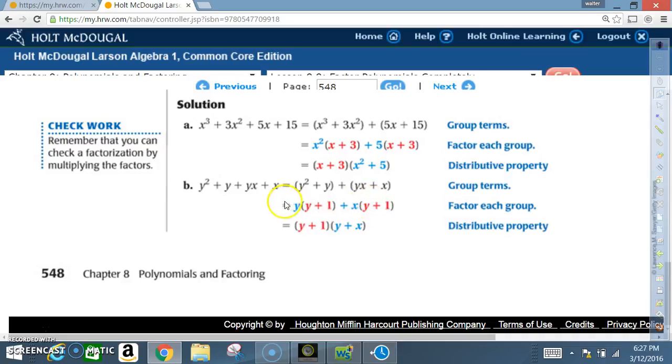So once again, we take a look and we see we can factor one more time. And we can factor out the binomial y plus 1. All right, when we factor out y plus 1, we bring it down here, y plus 1. But we know we're going to divide here by y plus 1 and here by y plus 1. That's a fancy way of saying that this is going to cancel out. And when the y plus 1s cancel out, what are we left with? y. And when this y plus 1 cancels out, what are we left with? x. Final answer, y plus 1 times y plus x.